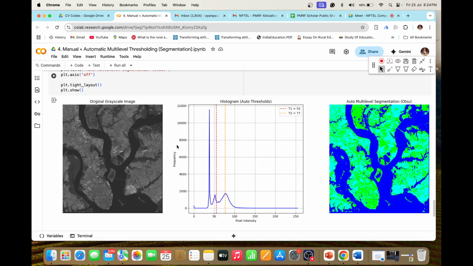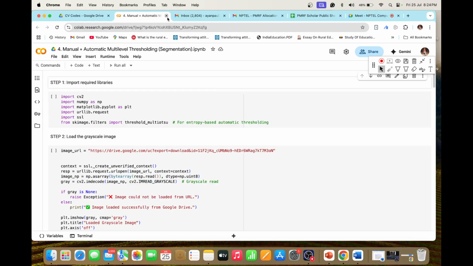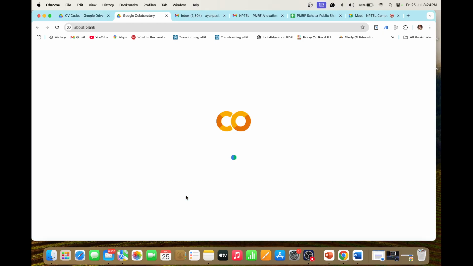Before that we have blue, from this T1 to T2 we have, I think, green, and after that we have, I think, this blue color. So that is the multi-level thresholding or segmentation. So this is, and the code. Similarly, component labeling is there, no need to, yeah, this is important.